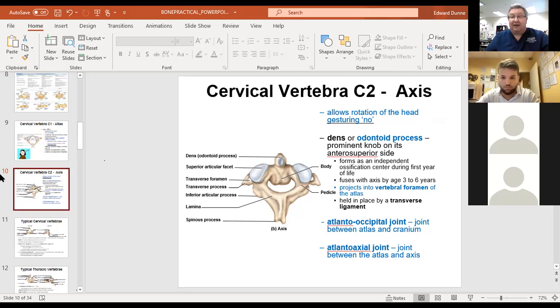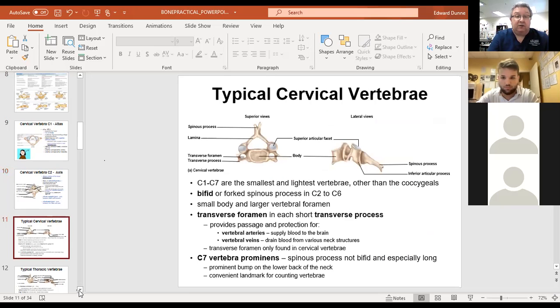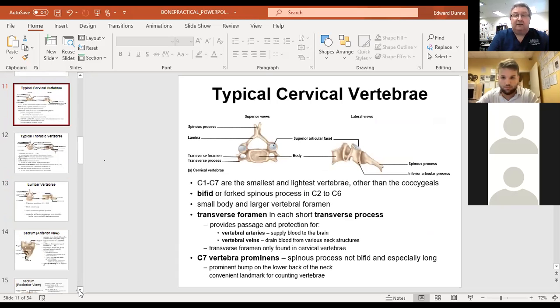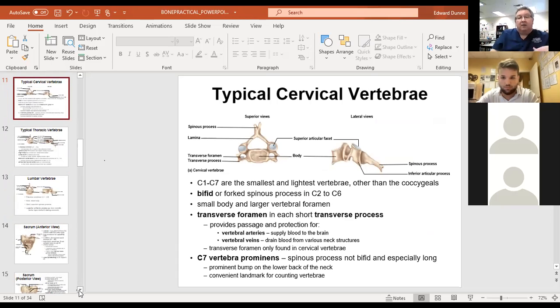So now let's look at each of the vertebra and go over the characteristics of each. So the typical cervical vertebra, again, this is C1 through C7. They're the smallest and the lightest. They're very small and they're very light. Their spinous process from C2 through C6 is bifid, has this bifid look at the end. It has a very small body, from C2 through C6.